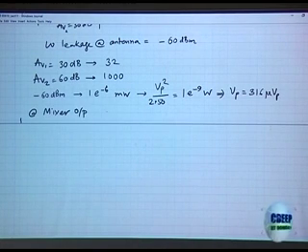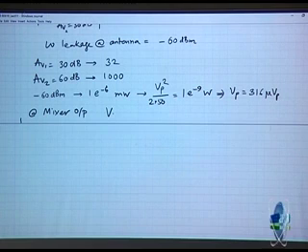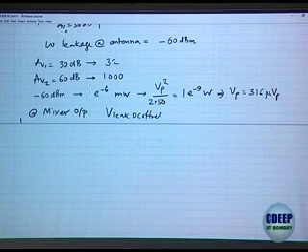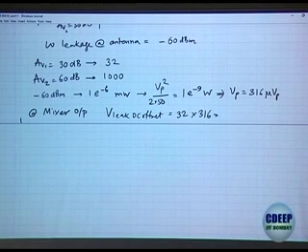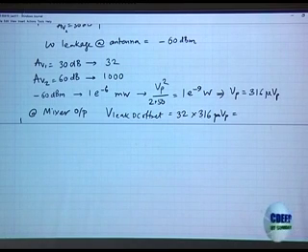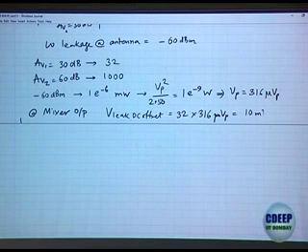So let's see at the mixer output. What do you see? V leak, the DC offset, is equal to 32 times 316 microvolts peak, which is about 10 millivolts of offset right there.